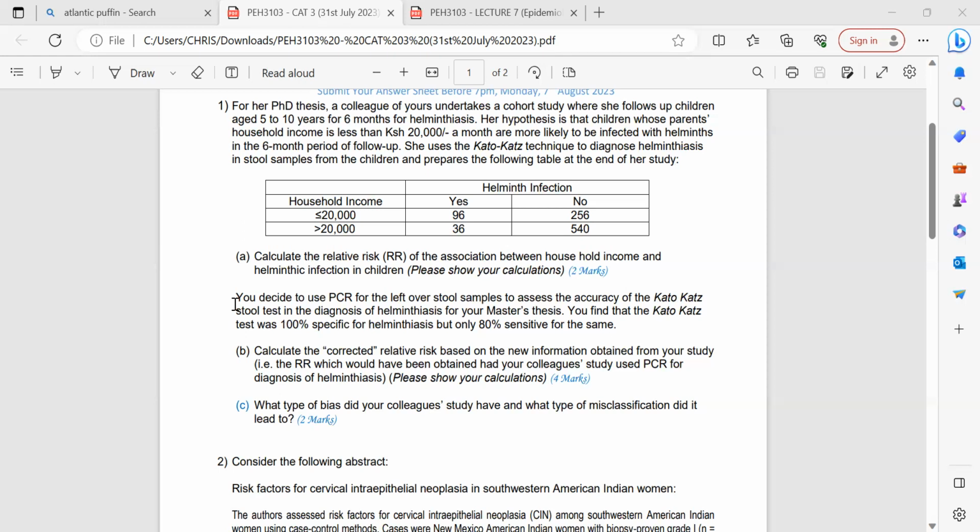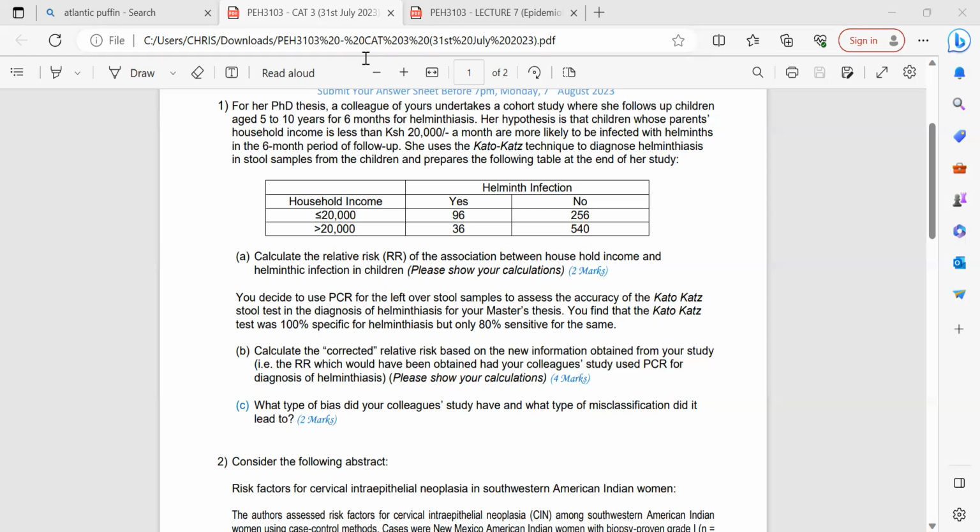My assumption is that because PCR is the reference, it should have both 100% specificity and 100% sensitivity. Now we want to play around with these figures to meet 100% specificity and 100% sensitivity. That is my understanding of this.